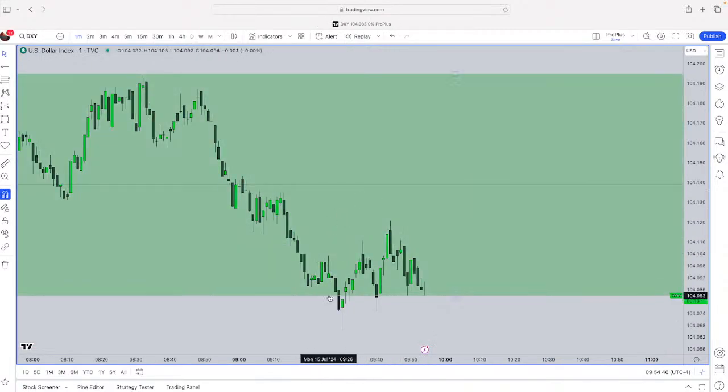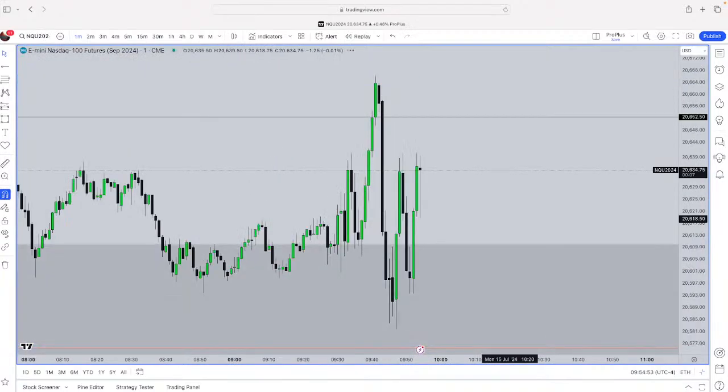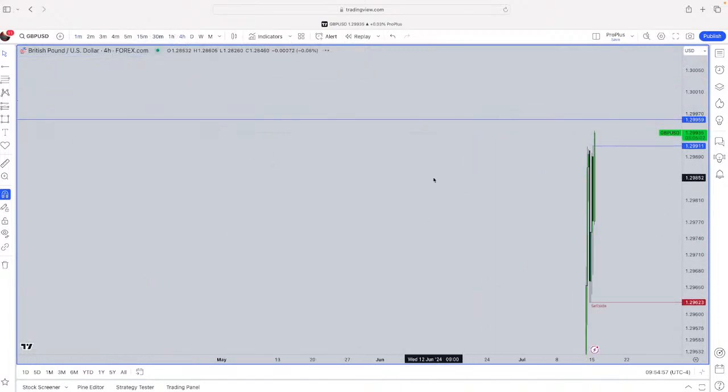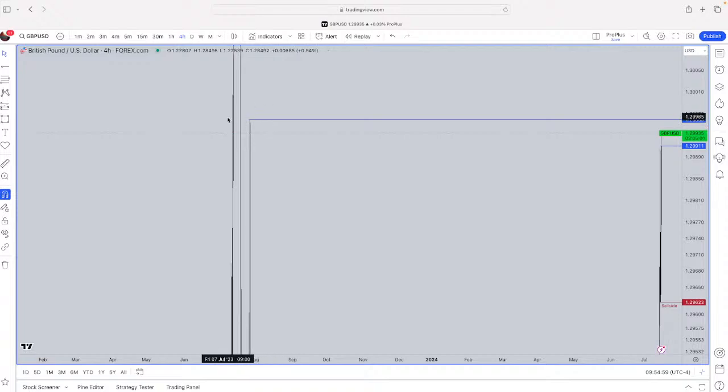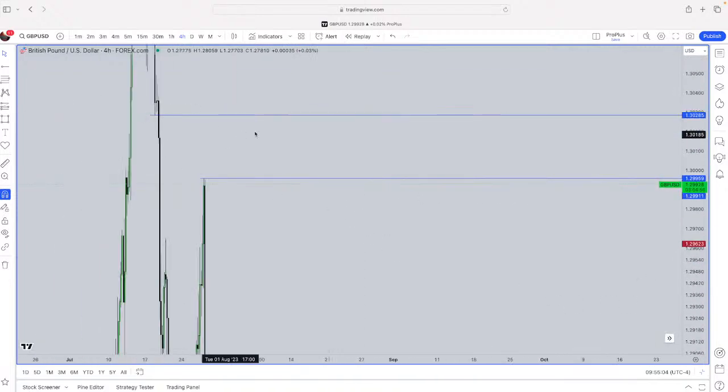You can see how it's just consolidating here, going round. So pound leading. There's that draw on liquidity here. And then I'm pretty sure there's an inefficiency as well. Oh yeah, a little bit higher there.